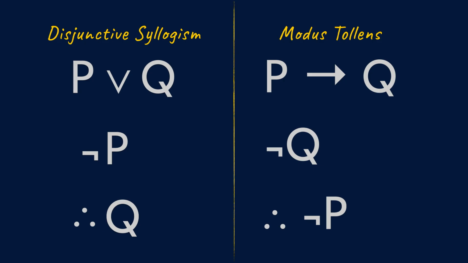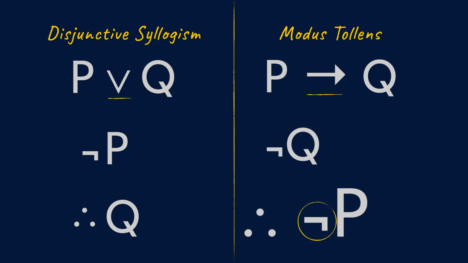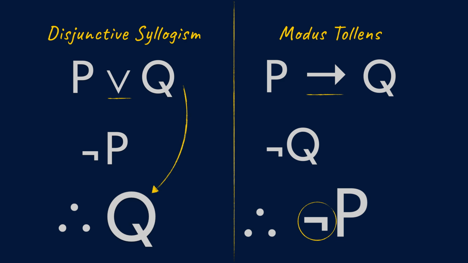First, modus tollens only applies to if-then sentences. Disjunctive syllogism only applies to or sentences. Different connective, different rule. Second, modus tollens always requires tagging your inference with a negation. But with disjunctive syllogism, you simply take the other disjunct. Unchanged.